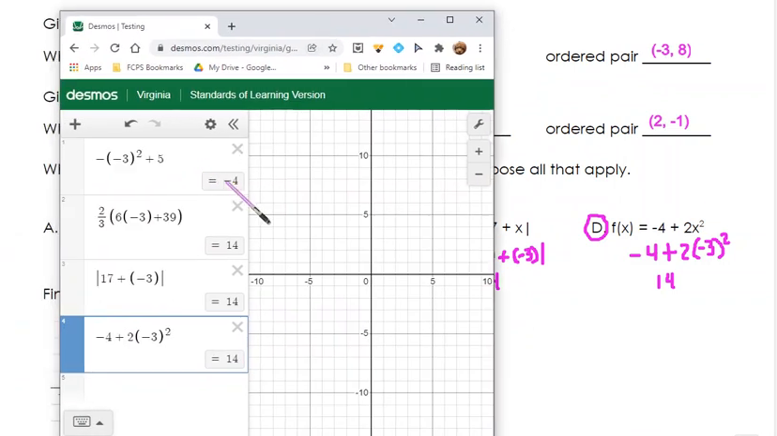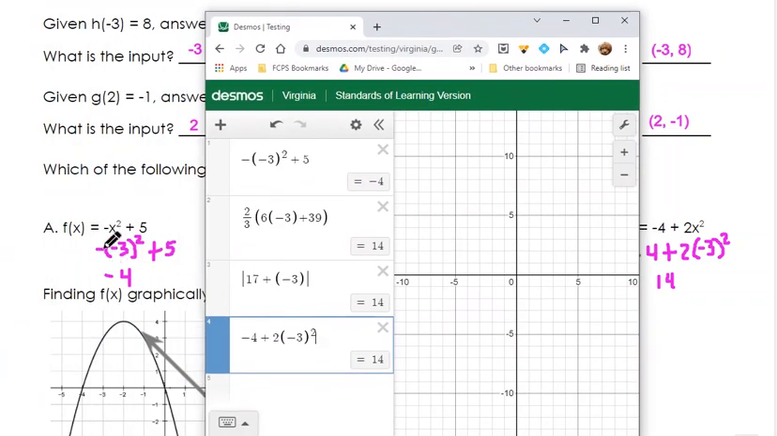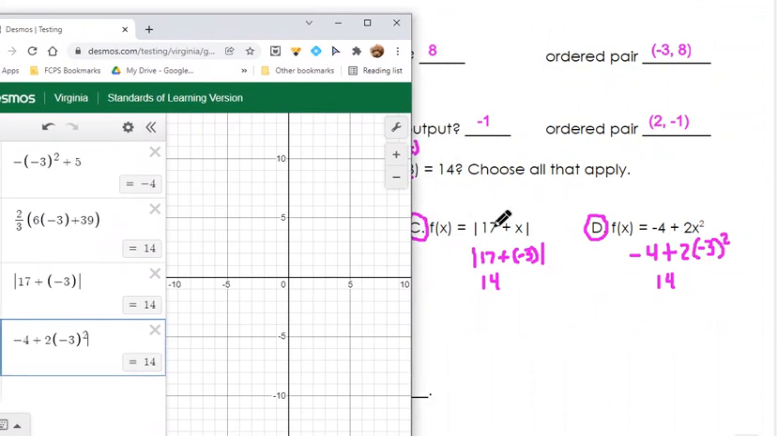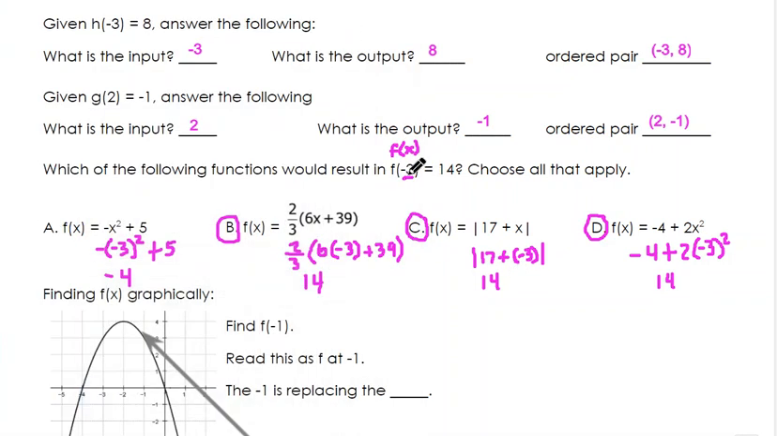Well, you can see that the first one equaled negative 4. Right here. So that is not our answer. All right, the next one equaled 14, so that is an answer. All right, C, absolute value is 17 plus x. Absolute value is 17 plus negative 3 gave me 14, so that's an answer. The last one, I plugged in negative 3 and I got 14. So that's also an answer, okay? So all you're doing is you're taking this value that is our input, it's inside the parentheses, and we're replacing it with our x, because x means our input, all right?